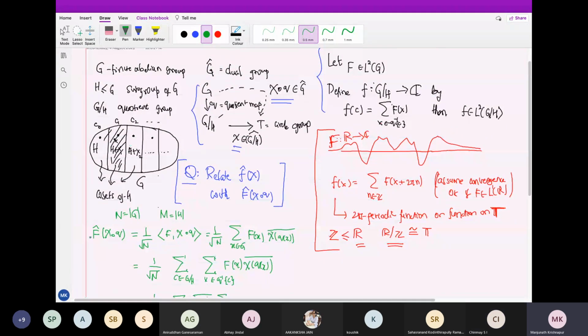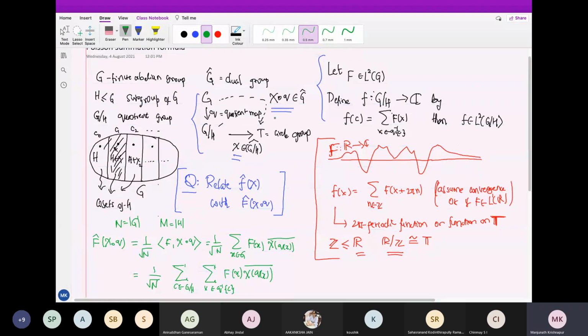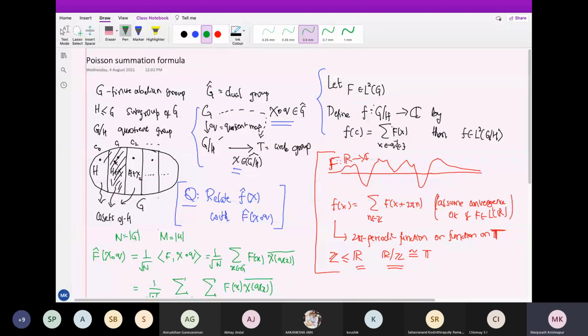Capital F, we want to take the Fourier transform at the composition character. So we start with the character of G. See that we go in the other way in the two things. The function, we start with a function on G and build a function on G mod H by summing over the coset. Character is the other way. We start with a character of G mod H and build a character of G by composition with the quotient.